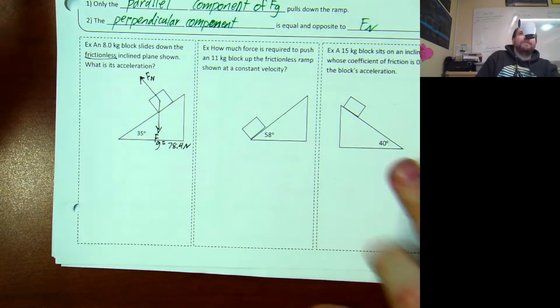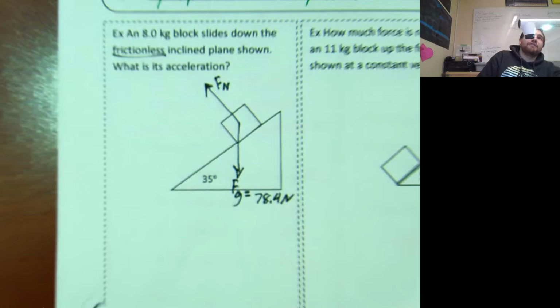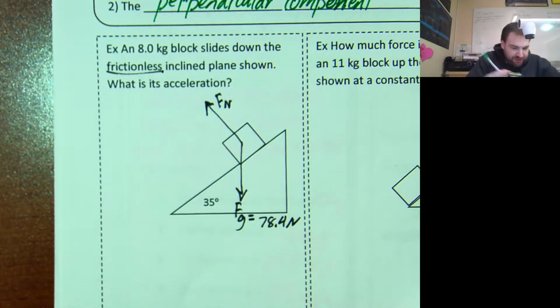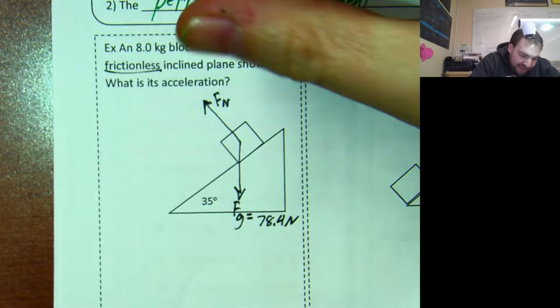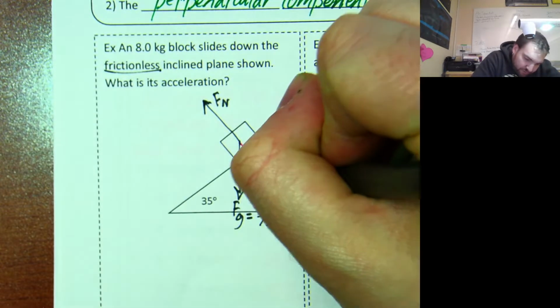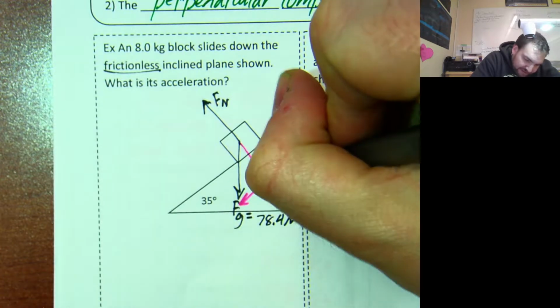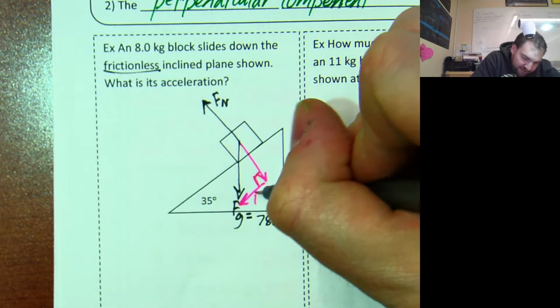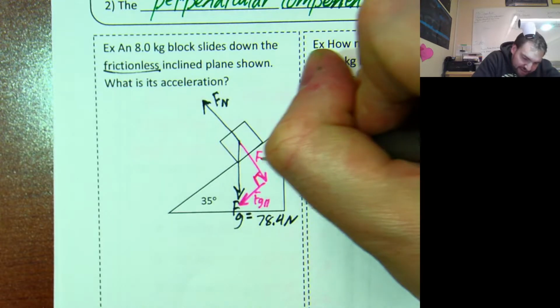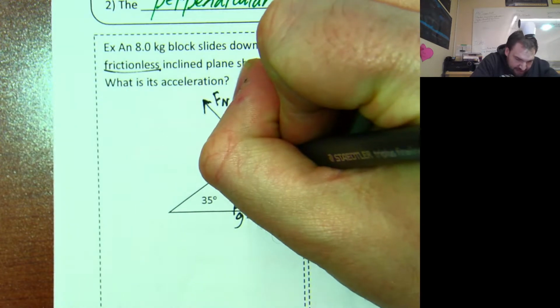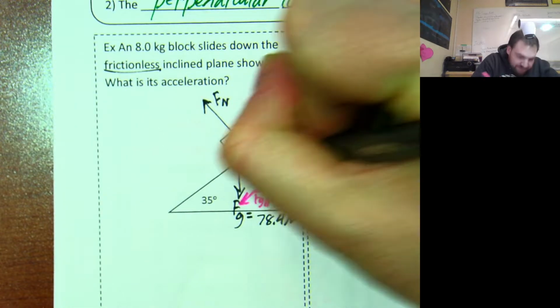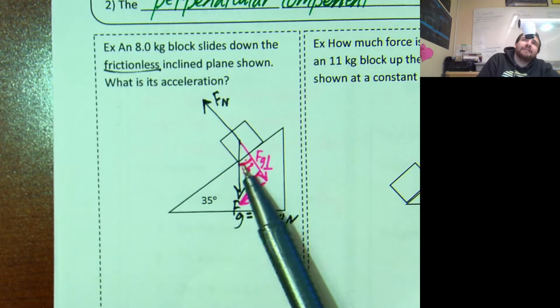Here we go, though. So we've got our free body diagram. Now, the free body diagram's complete. We're going to add in those components as such. This is the 90. This is FG parallel. This is FG perpendicular. Now, I want to know what the acceleration is of my block. Oh, and the other piece is, this angle right here is 35 degrees.